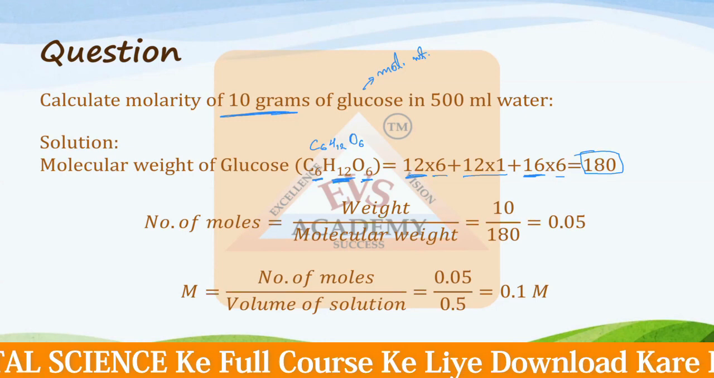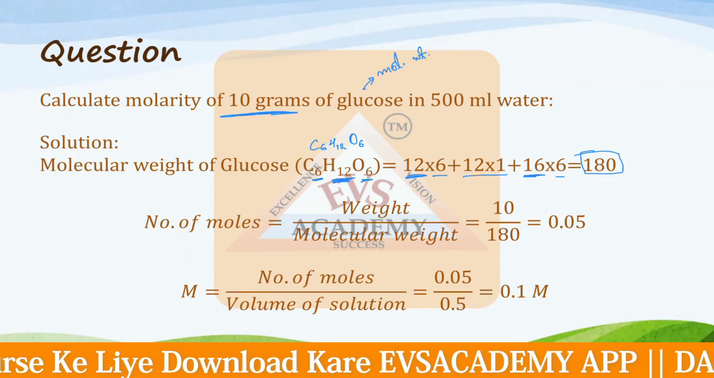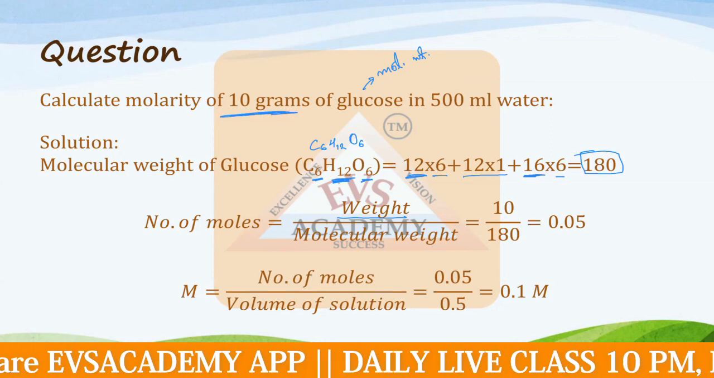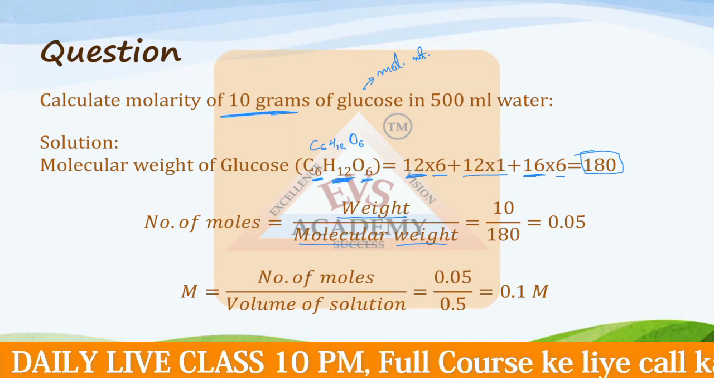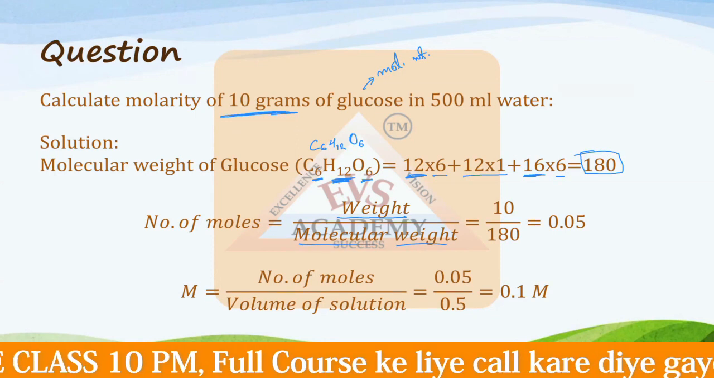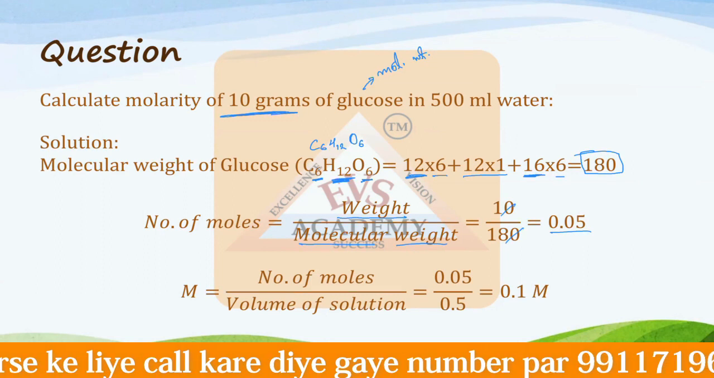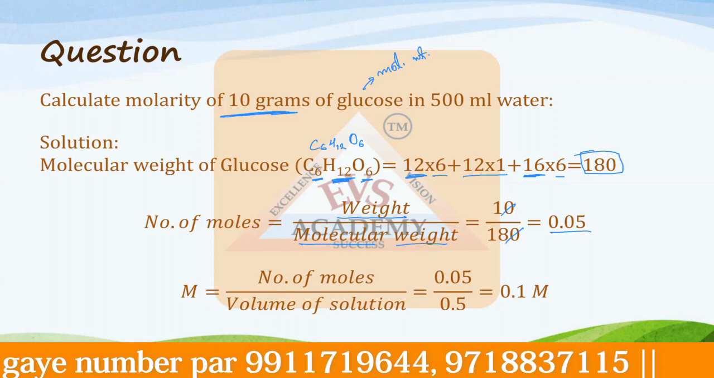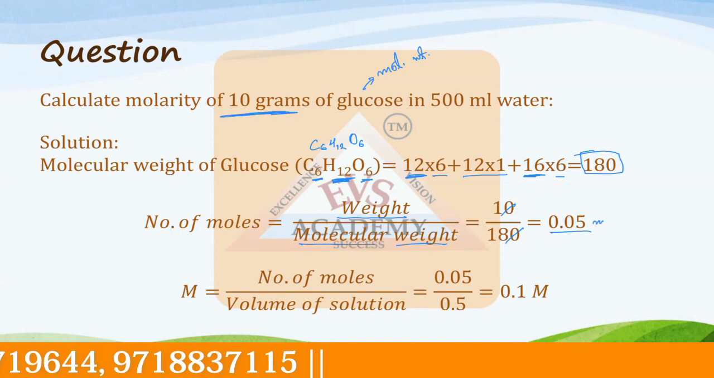Now you can calculate the number of moles of this glucose. We have 10 grams of glucose, so 10 is the weight we have. In the place of weight, we put 10, divided by the molecular weight we have calculated. So 10 divided by 180. Just cancel the zero. 1 divided by 18, to solve that, we will get 0.05 moles.